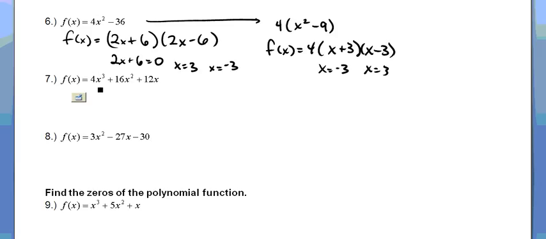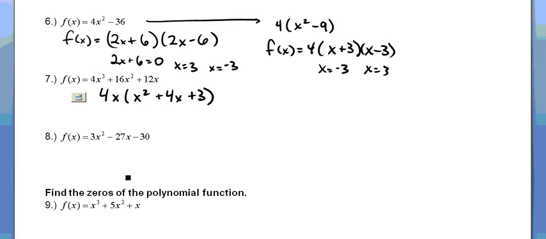For number 7, I'm noticing that there's a common factor here. The common factor here is 4. But there's also a common factor of x in each one of these. So I'm going to go 4x is my common factor. What do I have left? I have x squared left. I have plus 4x. And I have plus 3.